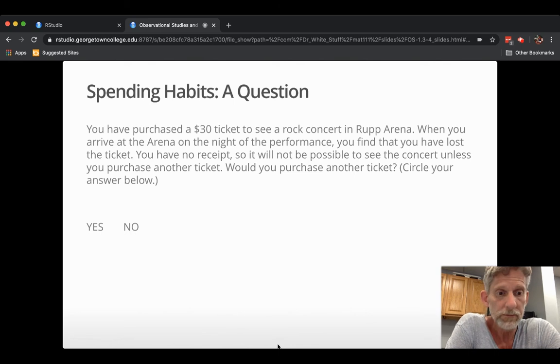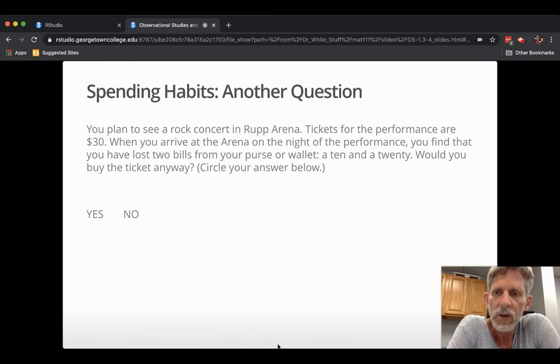Okay, so that's a question about your spending habits, I guess. How conservative are you with money? Here's another question. You plan to see a rock concert in Rupp Arena. Tickets for the performance are $30. When you arrive at the arena on the night of the performance, you find that you've lost two bills from your purse or wallet, a 10 and a 20. Would you buy the ticket anyway? Assume you've got a credit card and things like that, so you could use that instead of the cash. Circle your answer below, yes or no.